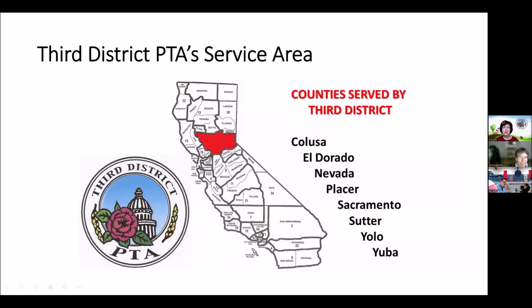To give you an idea, 3rd District covers 8 counties, and you can see them on your screen: Colusa, El Dorado, Nevada, Placer, Sacramento, Sutter, Yolo, and Yuba. So you can see we're spread out quite a bit. Our office is headquartered here in the Sacramento area, so it's fairly convenient for you.